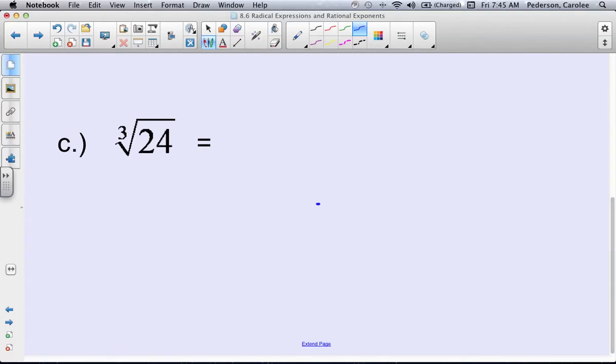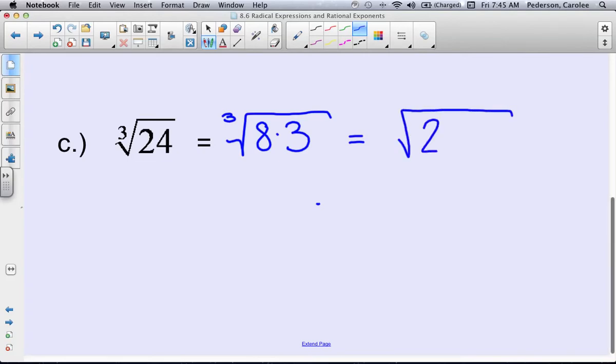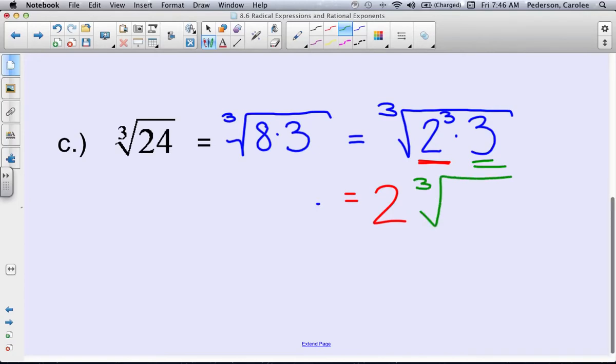Next example now is not a perfect cube. So we look for different ways to break down 24. 24 can be rewritten as 8 times 3. Then I can break down 8 as 2 times 2 times 2, or 2 cubed. Now what will reduce out is this cubed root of 2 cubed. So that's going to go out in front. And then I have my leftover still of this 3. So then my final answer then is 2 cubed root of 3.